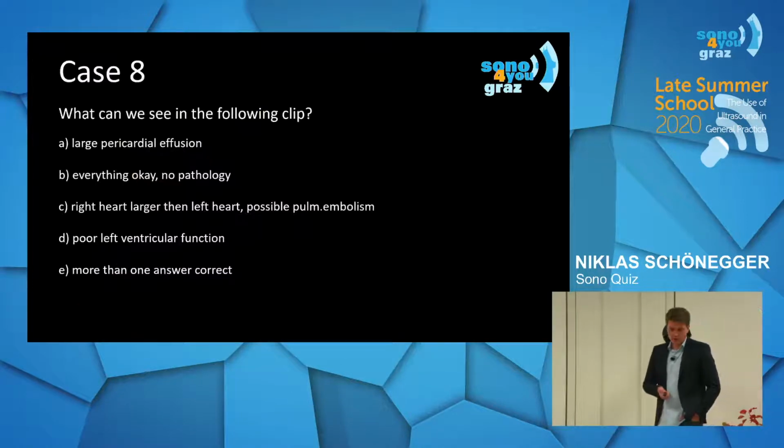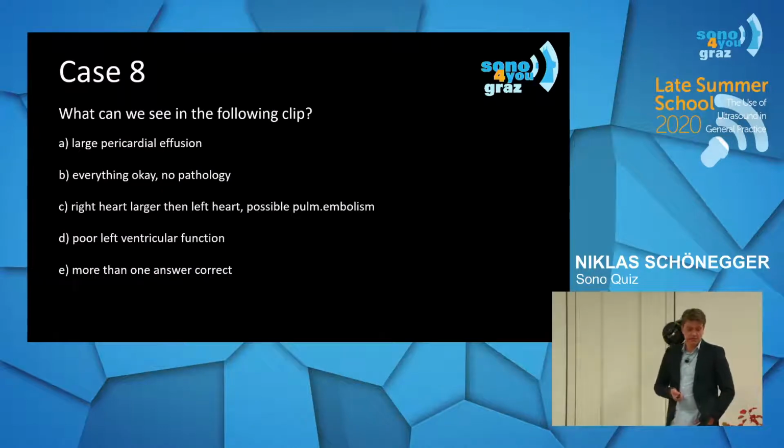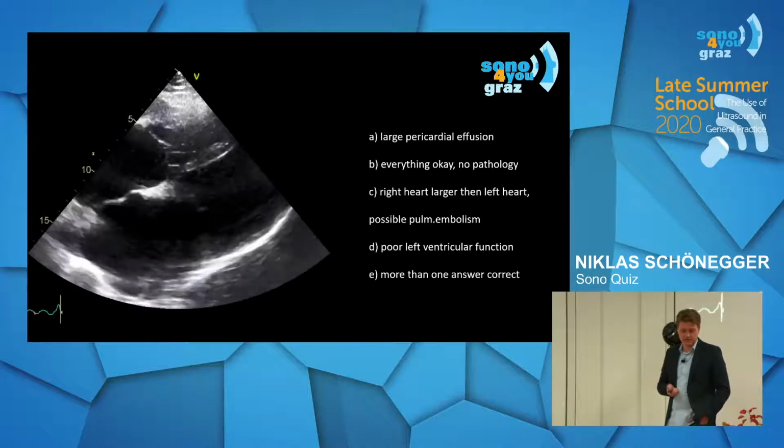So, what do you think is the problem of the patient? Does the patient have pericardial effusion? Is everything okay? No pathology from the heart? Is the right heart much larger than the left heart? May this patient have pulmonary embolism? Has this patient a poor left ventricular function? Or is more than one answer correct?